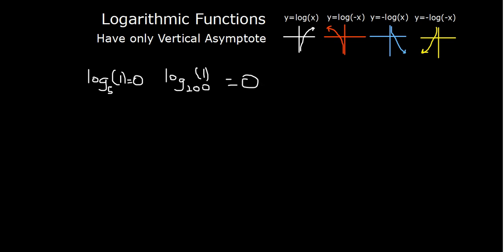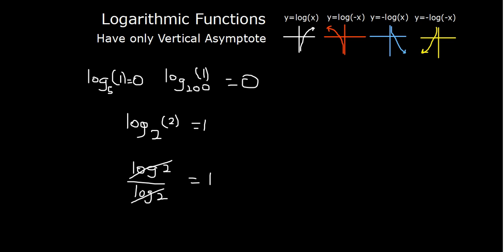The answer is 0. And also if there is a log like this, the log of maybe base 2, and it's log of 2 base 2, it's always equal to 1. If the log and the base are the same, 2 and 2, then the answer is always 1. Why is it 1? This log of 2 base 2 is like this. You can write it this way if you like: log of 2 over log of base 2. Log base 2 over log base 2. The answer is 1 because this log 2 will cancel this log 2, and the answer will be 1.